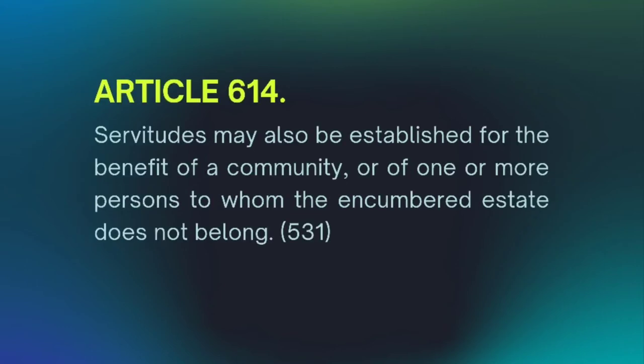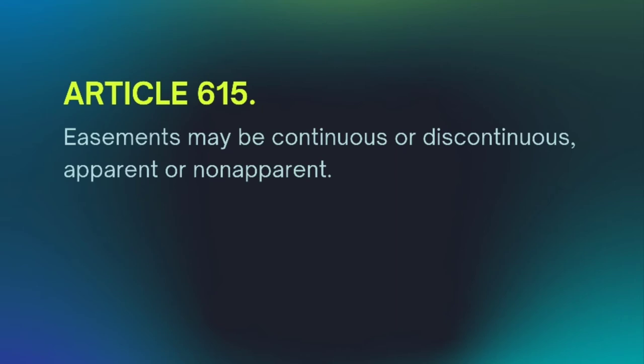Article 614. Servitudes may also be established for the benefit of a community, or of one or more persons to whom the encumbered estate does not belong. Article 615. Easements may be continuous or discontinuous, apparent or non-apparent.